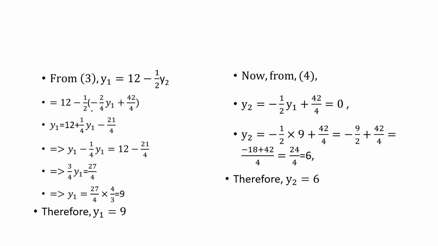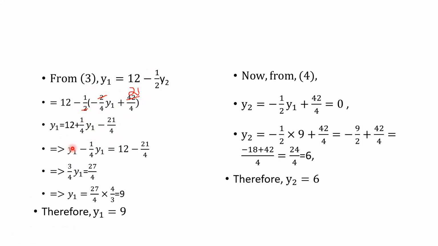Here you multiply this into this, and you are left with this. These cancel each other, and also this into this. 2 ones are 2, 2 twos are 4, and 2 ones are 2. It becomes 21 by 4. I hope you understand what I'm doing. Write it out and see. So 12 plus 1 by 4 y1 minus 21 by 4.